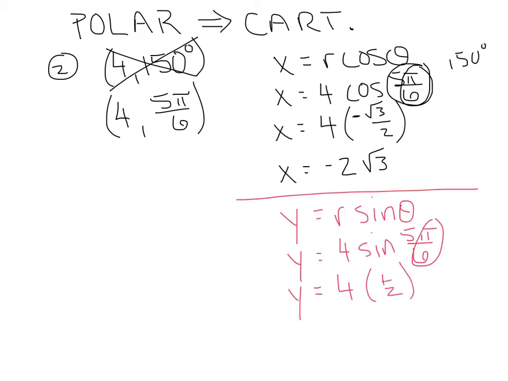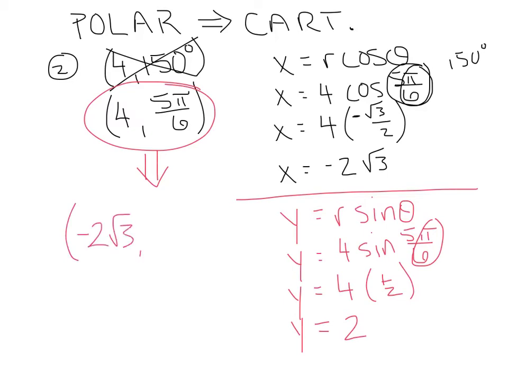Like I said, we're going to keep it positive because we're in the 1st quadrant, or I'm sorry, the 2nd quadrant. And there's my y-coordinate. So this ordered pair in polars is really equivalent to -2 radical 3 comma 2.